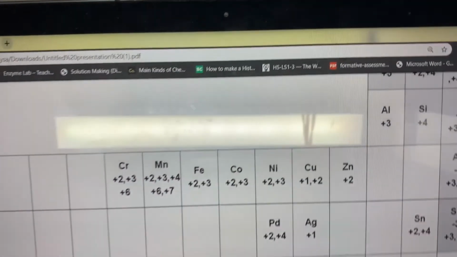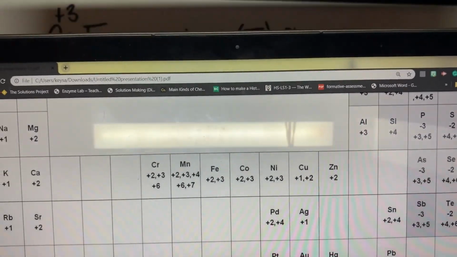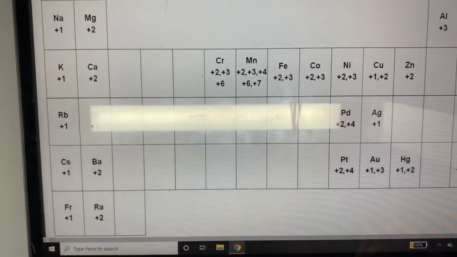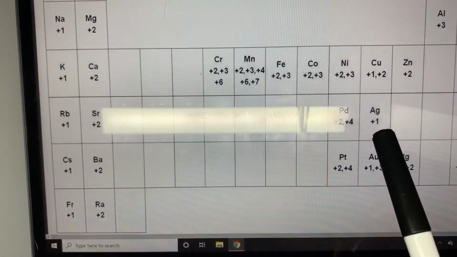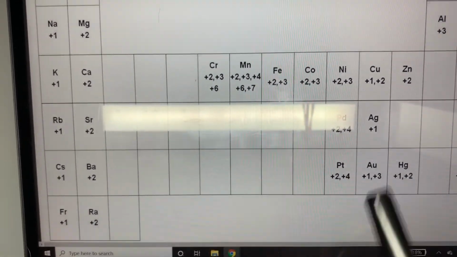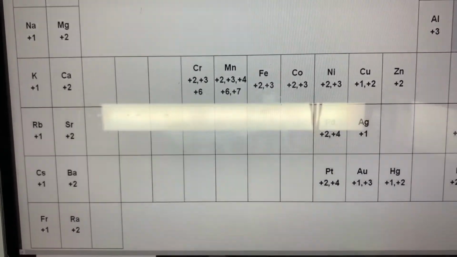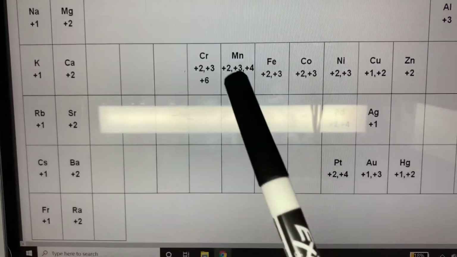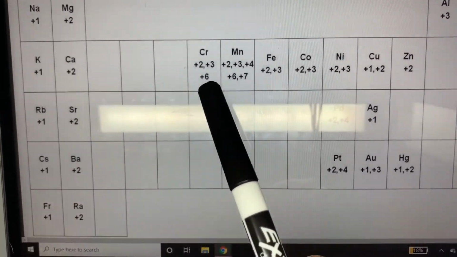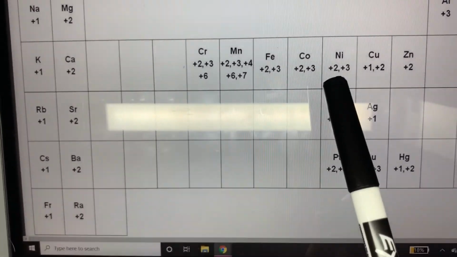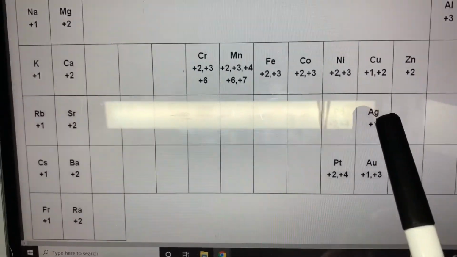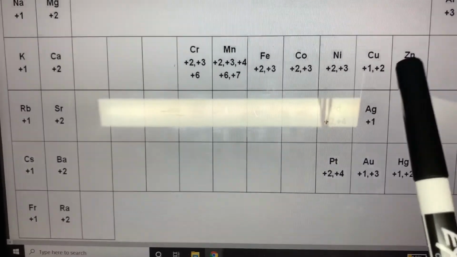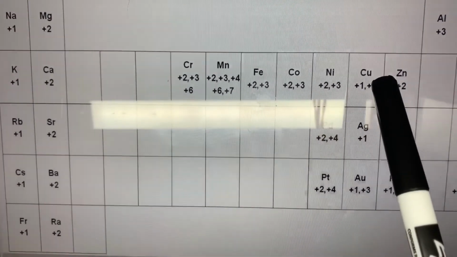So if you look at the periodic table that I had pulled up, I'm trying to get the glare off of here. You see that silver, and this is also on your periodic table, can only form a +1 charge. There aren't multiple options. Zinc is the same way. So chromium can be a +2, +3, or +6. Nickel can be a +2 or +3. Zinc and silver are exceptions. Silver is always going to be a +1, and zinc is always going to be a +2.